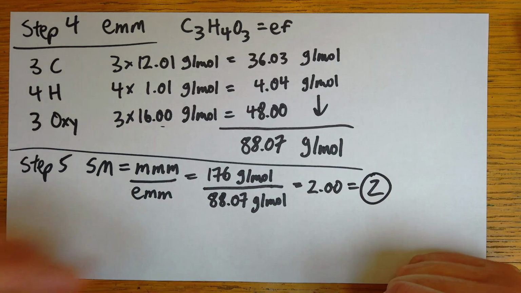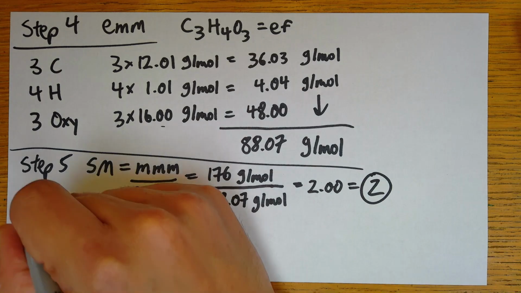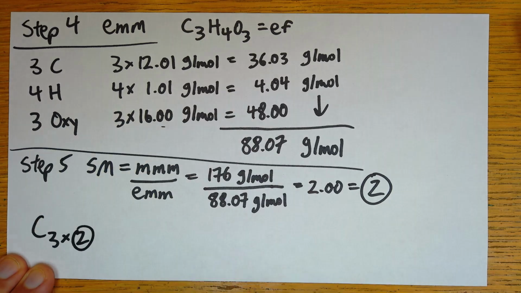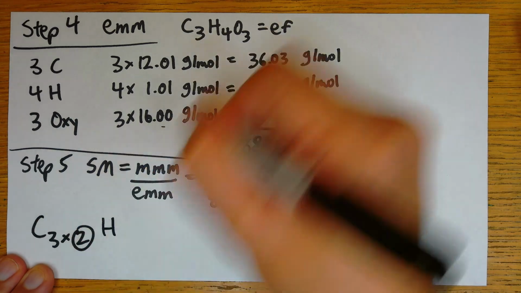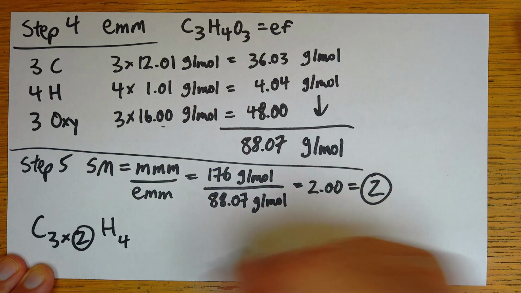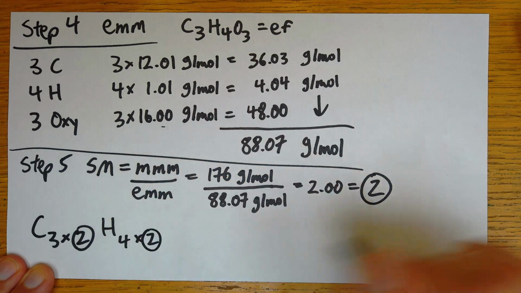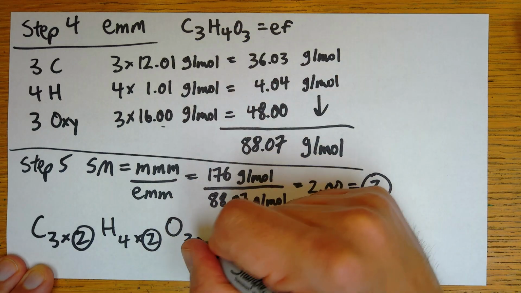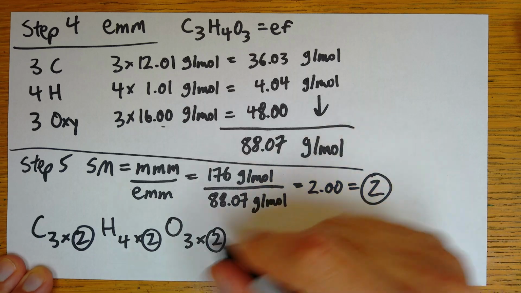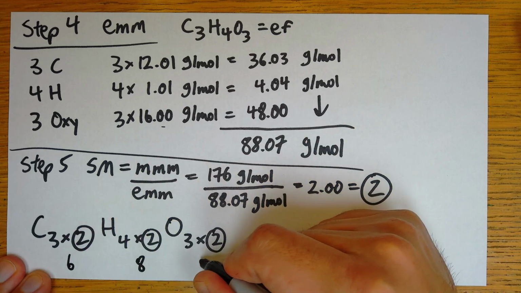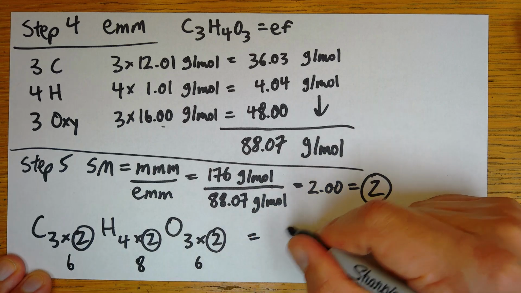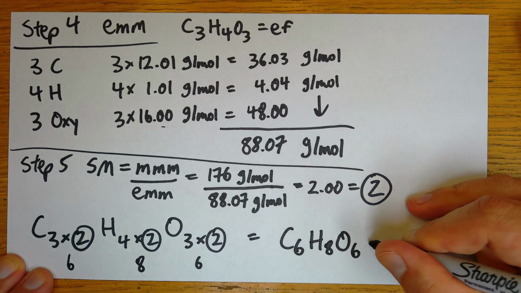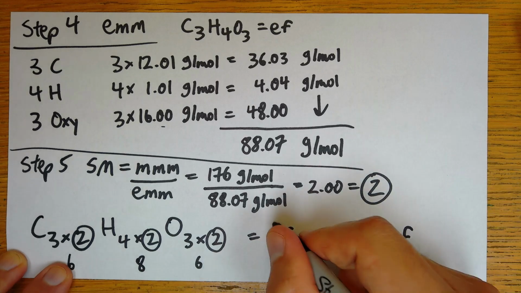All right, so I'll put that in a circle. And so earlier we had C3 times that 2, and we had that H4 from earlier, times it by 2. And then oxygen, 3 times that 2 right there. So that will be 6, that'll be 8, and that'll be 6. So C6H8O6 is our molecular formula. Well done, everybody.